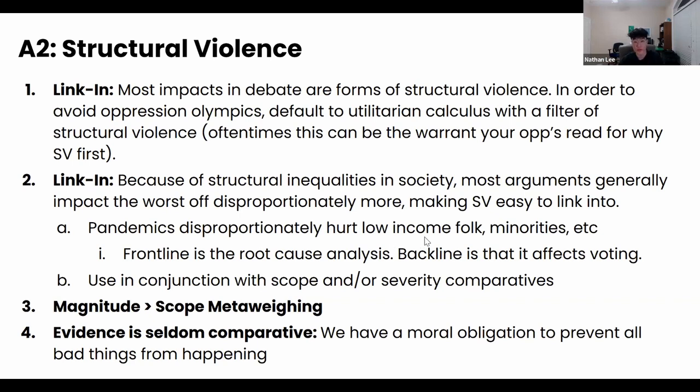All right, when you're doing this, as I said before, link-ins should always be complemented by other forms of weighing. Scope and severity are fail-proof. Also saying that magnitude is greater than scope, or magnitude is greater than severity weighing, is also just a standard extinction tactic, right? Even if something has a 0.1% probability of happening, because it's so large, it should always come first. All right. Also, we can make moral obligation arguments, right? We need to survive as a human species.